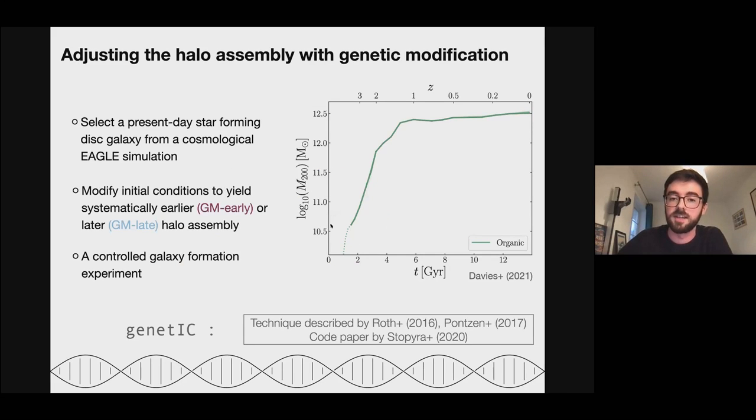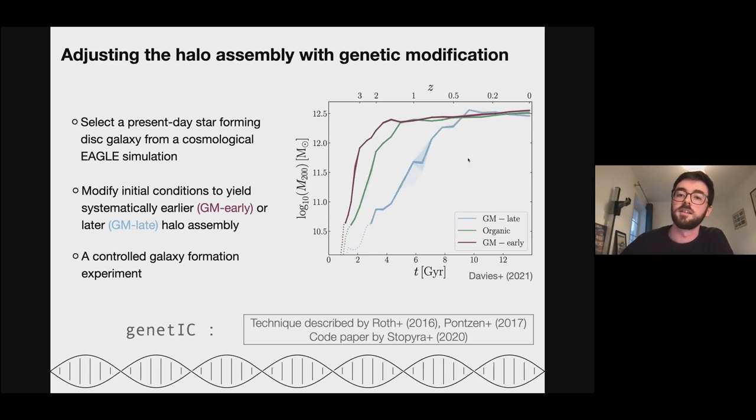And so here's the halo mass accretion history of such a galaxy. And what we can do is essentially turn the knobs on galaxy formation, so to speak. We make small changes to the initial conditions of the simulation, such that this system either forms earlier or later. And so we end up with the same final halo mass, and it's the same system in the same large-scale environment, but it collapses at earlier or later times. So we get a nice controlled experiment here.